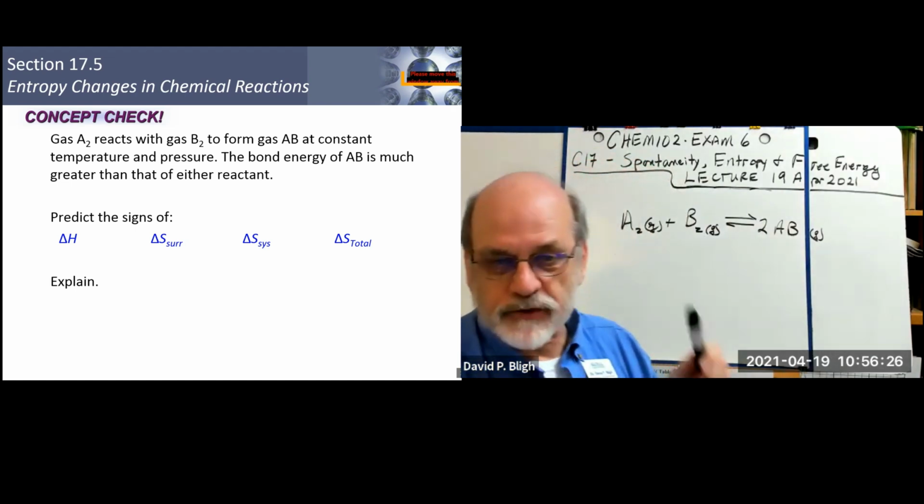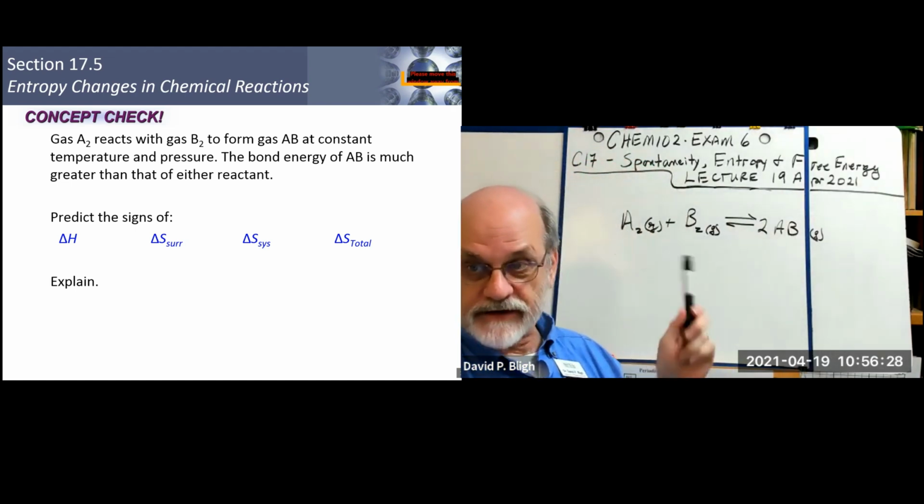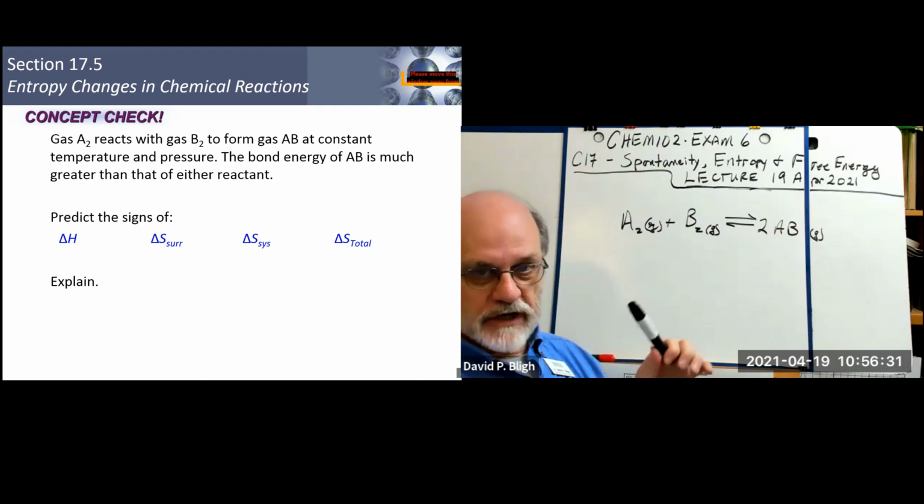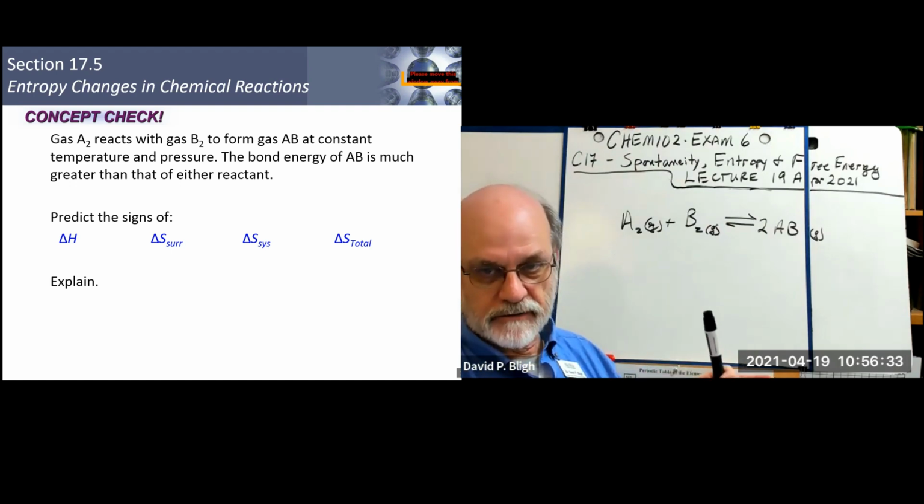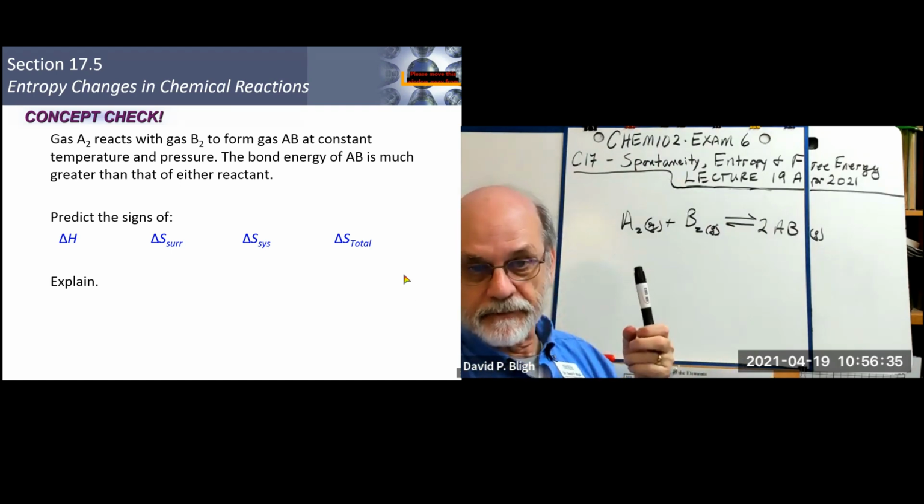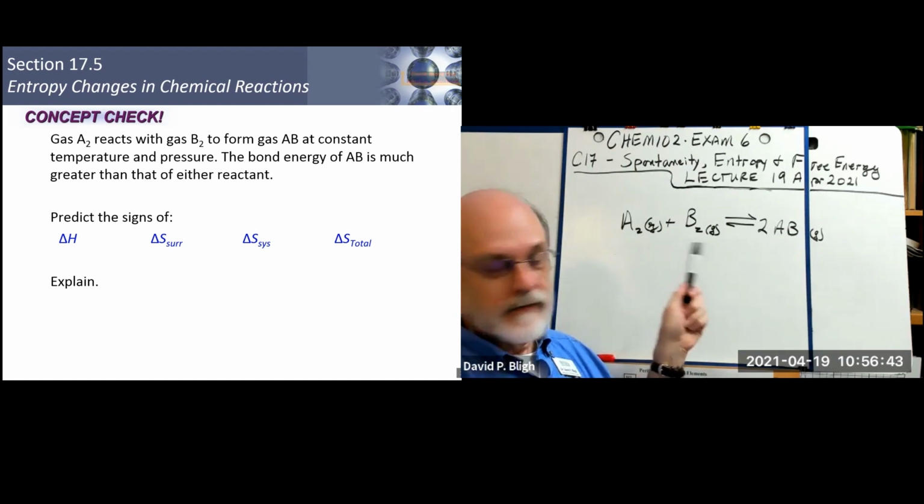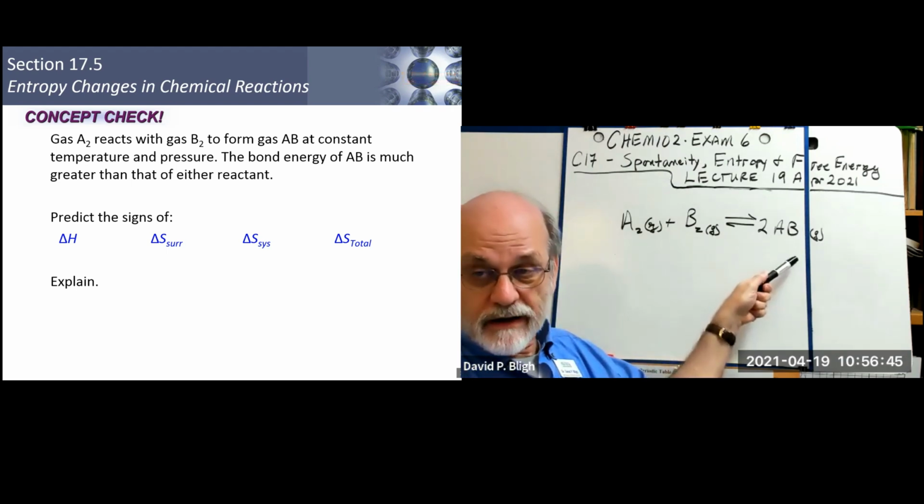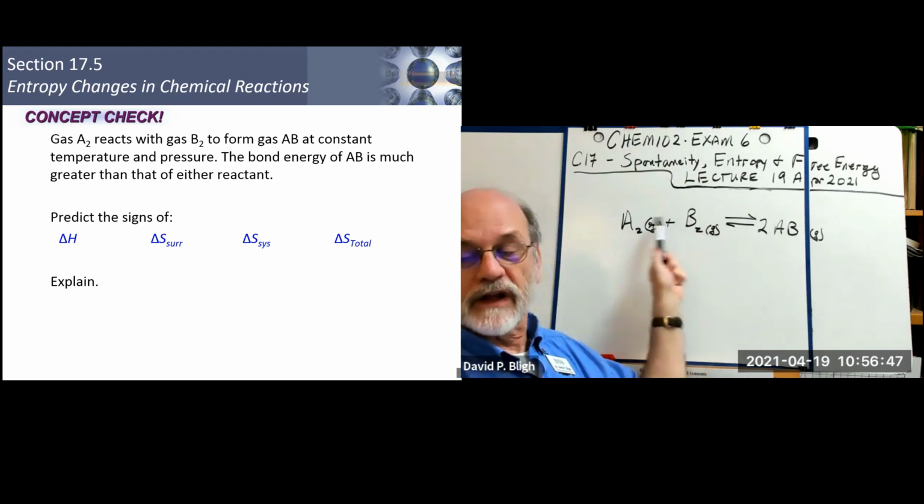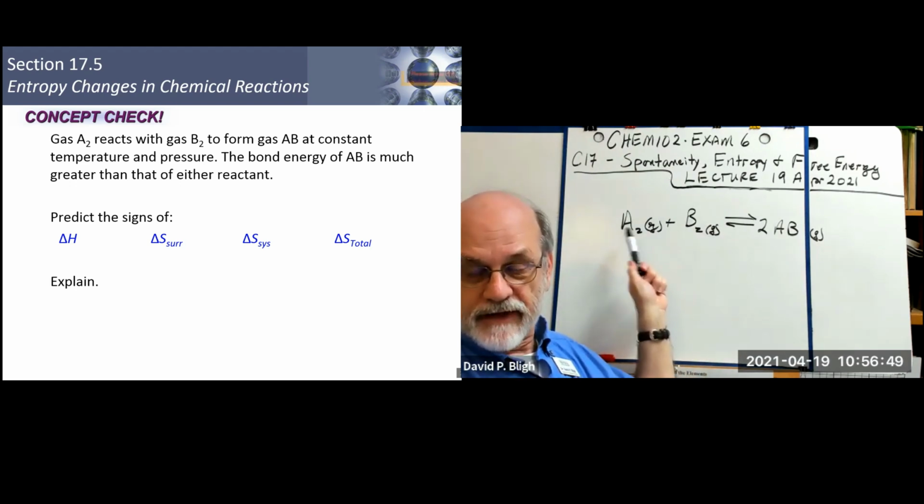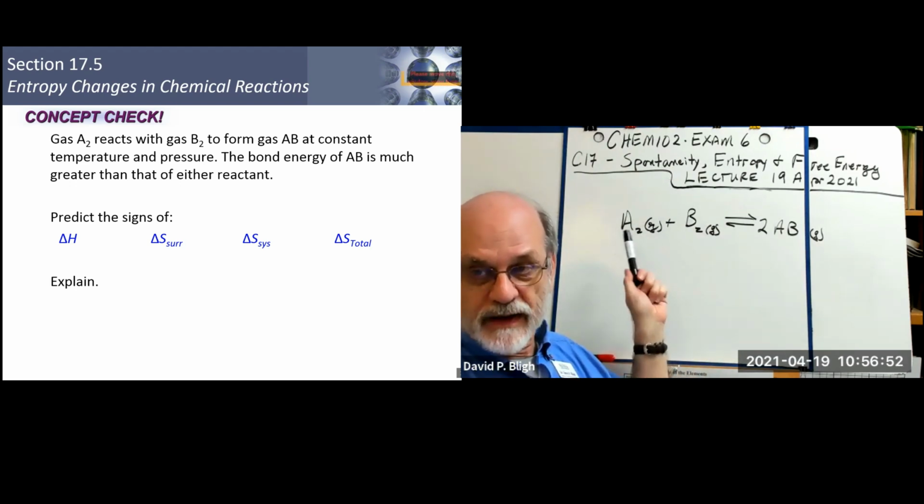This is constant temperature and pressure. Okay, that's important. Temperature doesn't change, pressure doesn't change. And the bond energy of AB is much greater than that of either reactant. So what does that mean? If the bond energy is lower here than the total energy over here, then this reaction is exothermic.